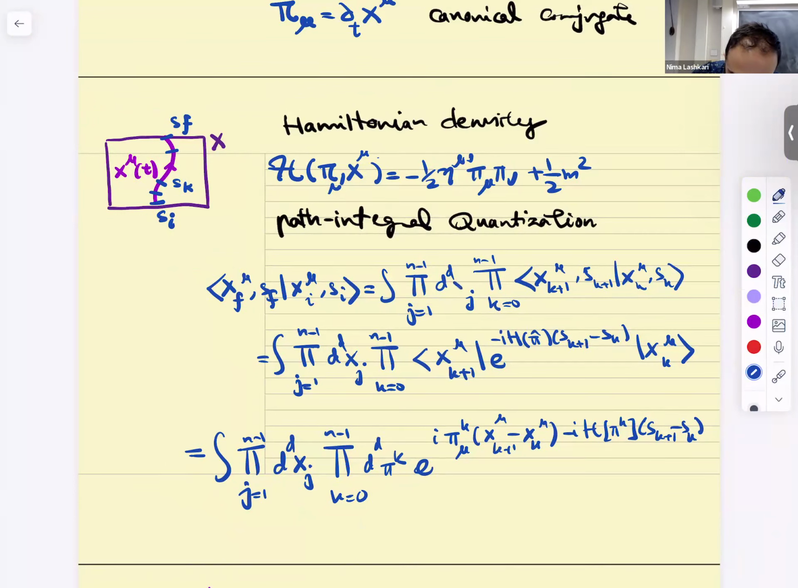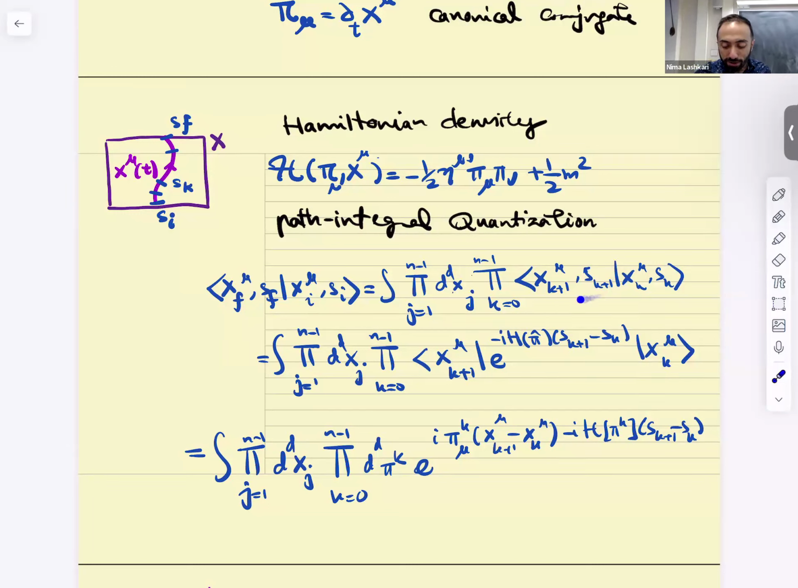This is x_j, mu. No, there's no mu here. We're going to split this into many pieces. I think I'm missing terms here. No, that's fine. So on each of these points, I'm going to put a resolution of identity. That's what I'm doing, right?